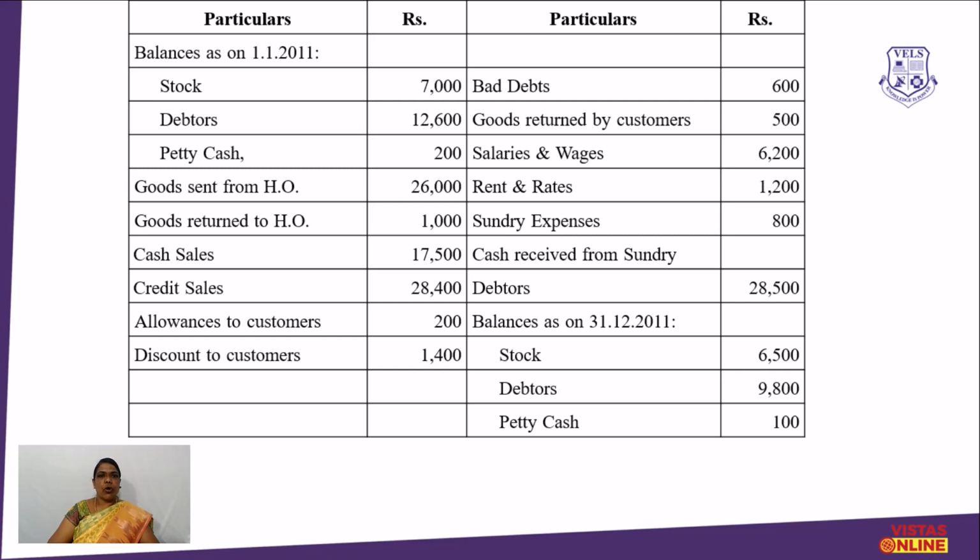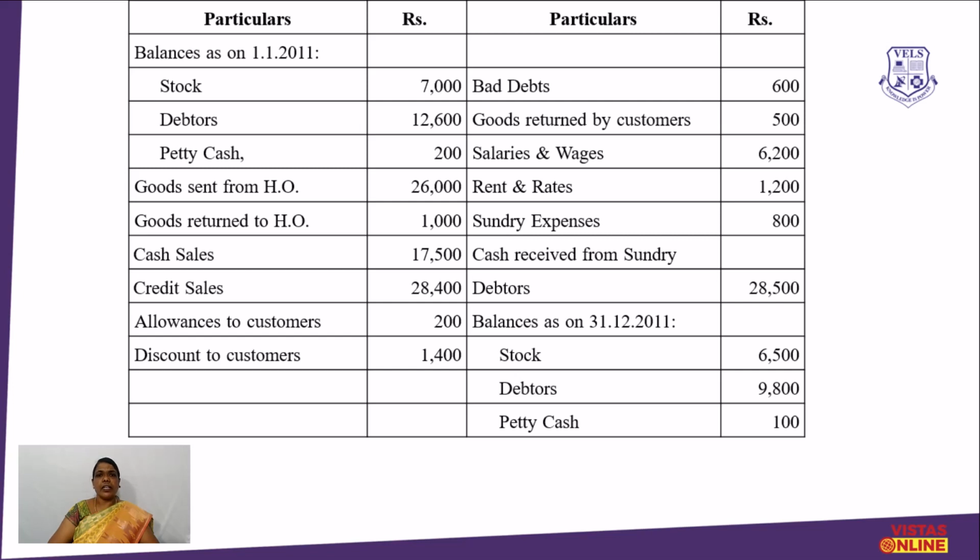1/1/2011. Stock 7,000. Debtors 12,600. Petty cash 200. Goods sent from HO. HO means head office. 26,000. Then goods returned to head office 1,000. Cash sales 17,500, credit sales 28,400, allowances to customers 200, discount to customers 1,400.